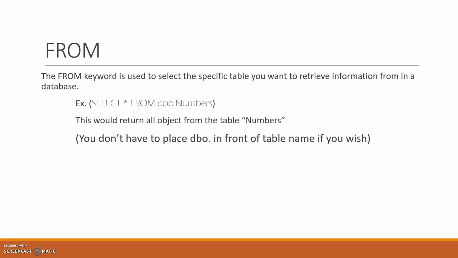So for my example, I have select all from dbo.numbers, and so what that's doing is it's selecting all of the objects from the numbers table in my database. And just as a side note, you do not need the dbo dot in front of numbers, but I use it because I just think it provides a little more clarity. I just like seeing it there, but you can leave it off, it'll still return.